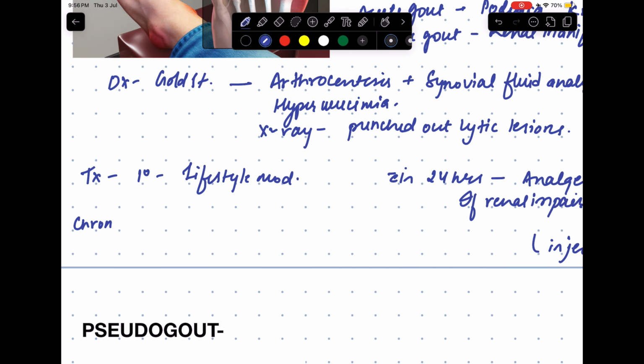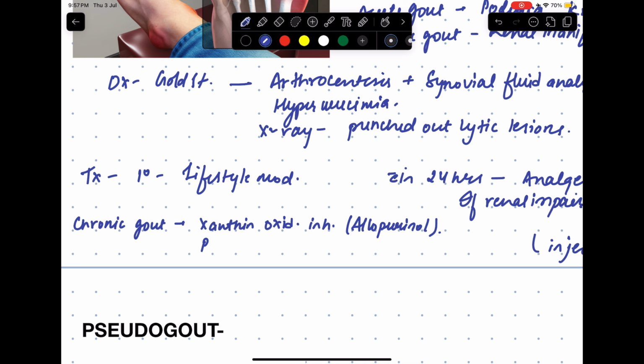Then treatment for chronic gout would be urate lowering therapies. First line would be xanthine oxidase inhibitors, that is allopurinol, and we can also use probenecid, febuxostat, and pegloticase. These are a few of the drugs that can be used in chronic gout.